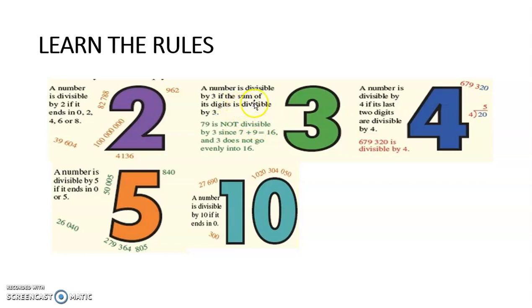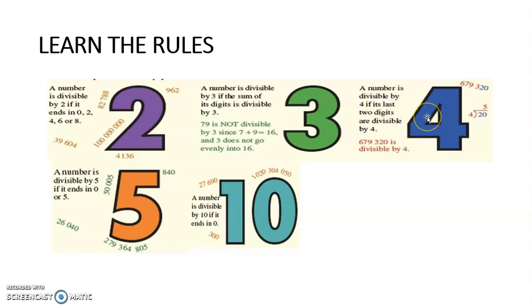So just learn the rule, add the digits and check. No matter how big the number is, you can find out the divisibility by adding the digits. Whatever total comes, if it comes in the table of 3, then the number will be divisible by 3. And if not, then it will not be divisible by 3.